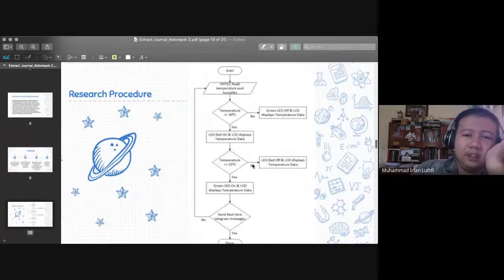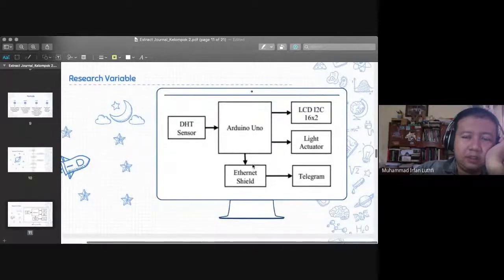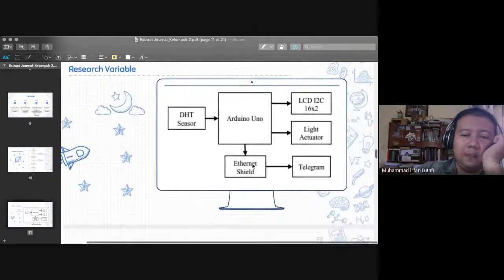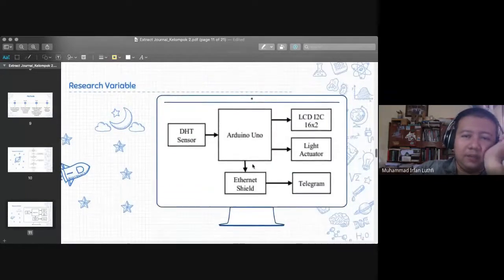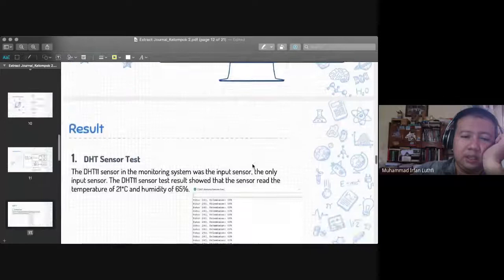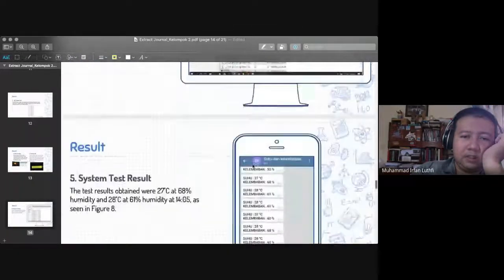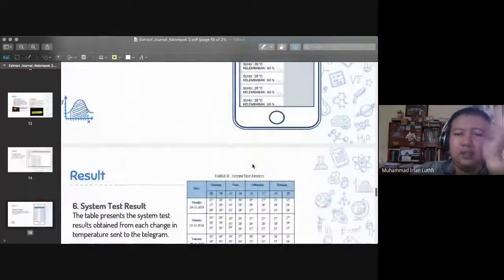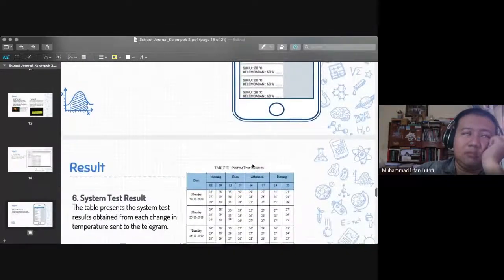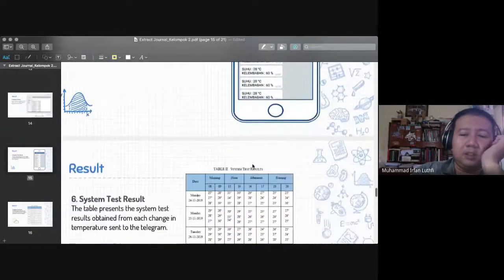Actually, the research procedure they don't mention. The research variable, okay, I already mentioned. We have just two here, the temperature and the humidity, but we don't use them so much. They just mentioned them because they just monitor them. Okay, the result is okay. The result is okay. The result is okay. Yeah, I already mentioned that we missed a lot of information because I think the paper is not complete yet.